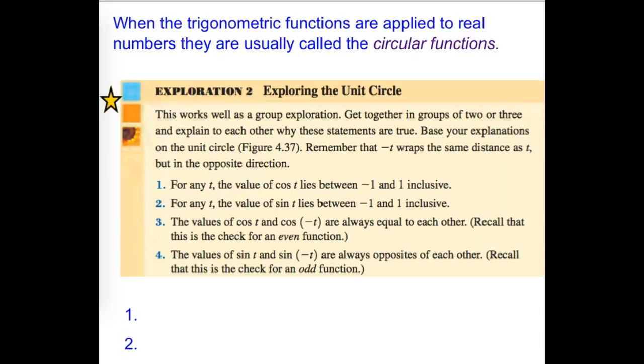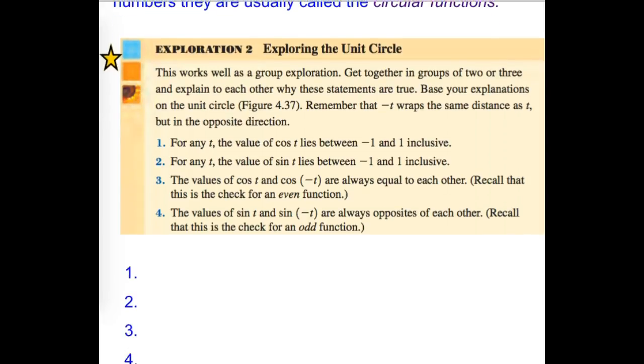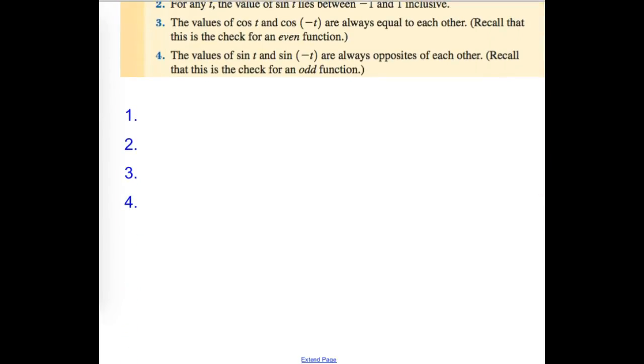it says, get together in your groups of 2 or 3, explain to each other why these statements are true. Base your explanations on the unit circle. Remember that negative t is going to wrap in the same distance, but in a clockwise rotation, as opposed to positive t going in a counterclockwise. But you'd land in the same distance from where you started. Okay? All right, so first one we'll do together.